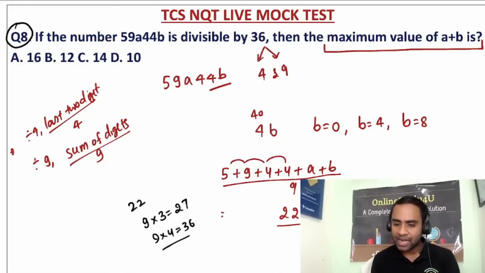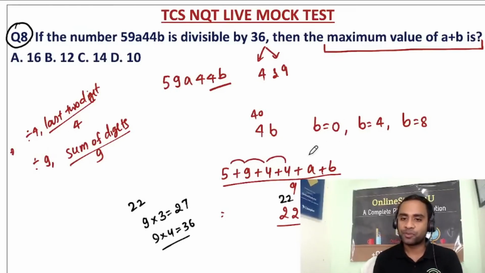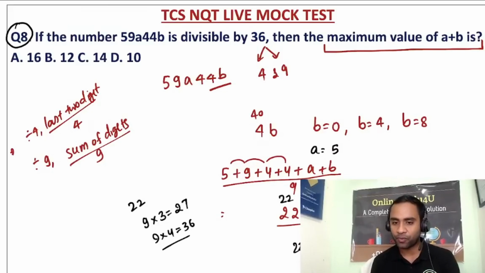When I put b as 0, what should I put as the value of a? I should put 5. So 22 plus 5 will be 27, which will be divisible by 9. Now, if I put b equal to 4, then what should I put as the value of a? 22 plus 4 is 26, so I should put 1 here.